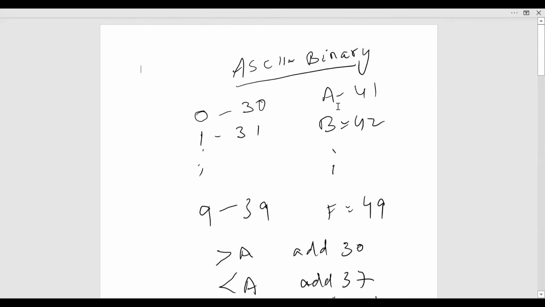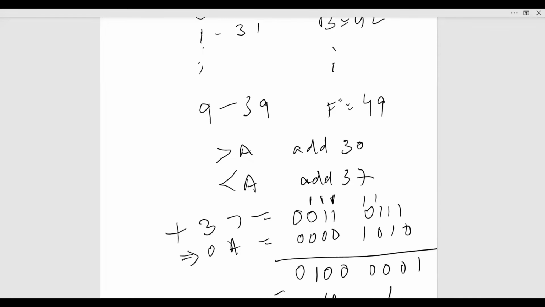So for A, it is 41. For numbers less than A, we have to add 30. For hexadecimal numbers greater than A, add 37. So 30 is common, right? In both cases, it is the number plus 30, and for the larger ones it is plus 37, that is 30 plus 7.